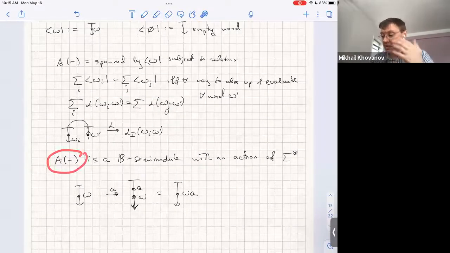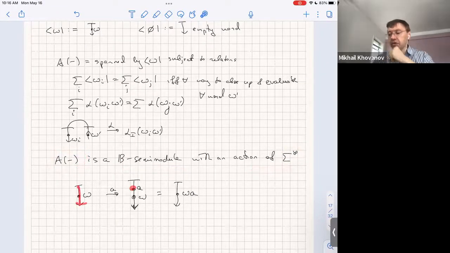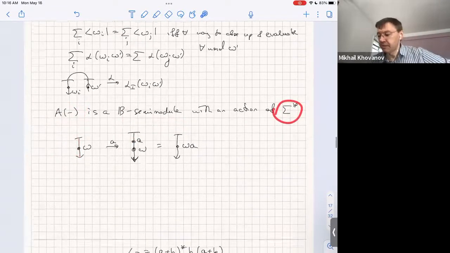And then A minus is a B semi-module with an action of sigma star, because given a word, you can add A to it, an element of sigma, add a defect.